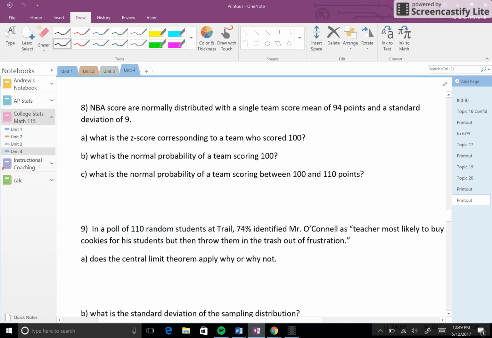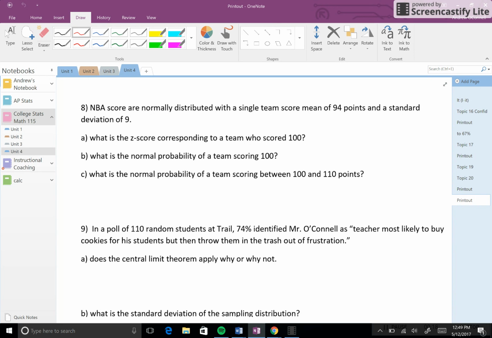All right, here's problems 8 and 9 on the study guide. There's definitely a couple things you might want to write down on something that you could use on the final exam. So number 8, these are ones that we should be pretty familiar with by now.